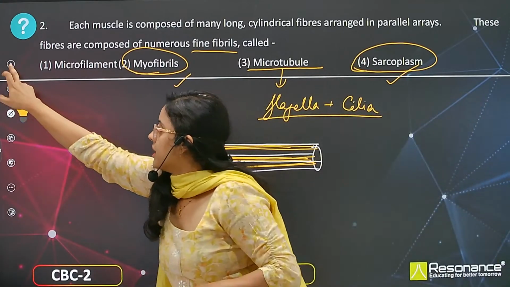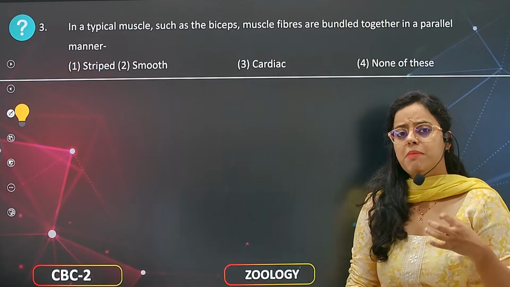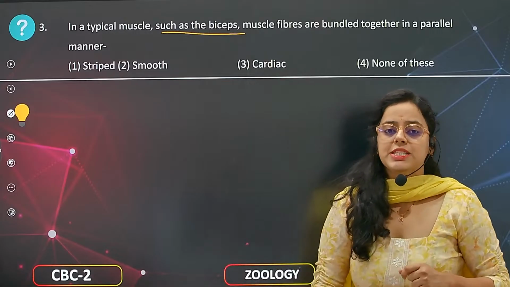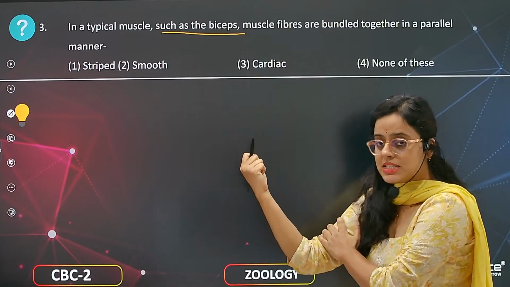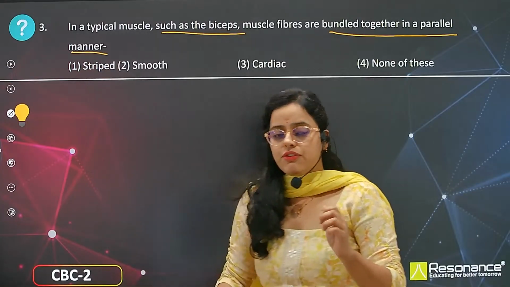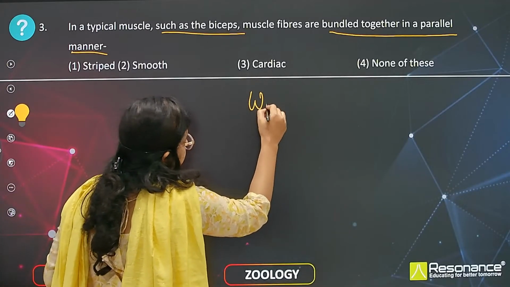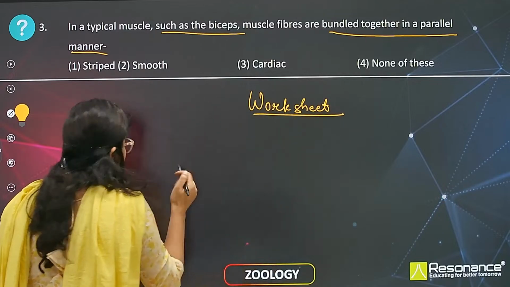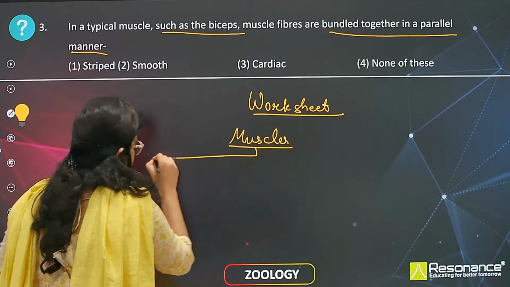Now going into the next question, question number 3. In a typical muscle such as the bicep, you have to remember that the muscle they are discussing is the biceps, which are present on our arms. This muscle is a bicep muscle. Muscle fibers are bundled together in a parallel manner. If you have read your worksheet or your CBSE planner, you can see that muscles are described as 3 types.